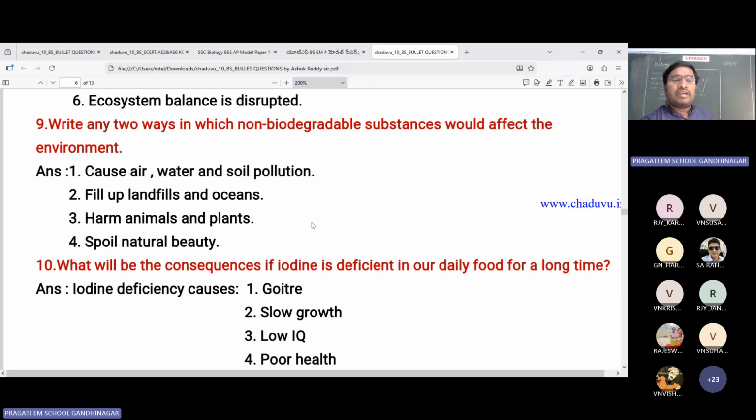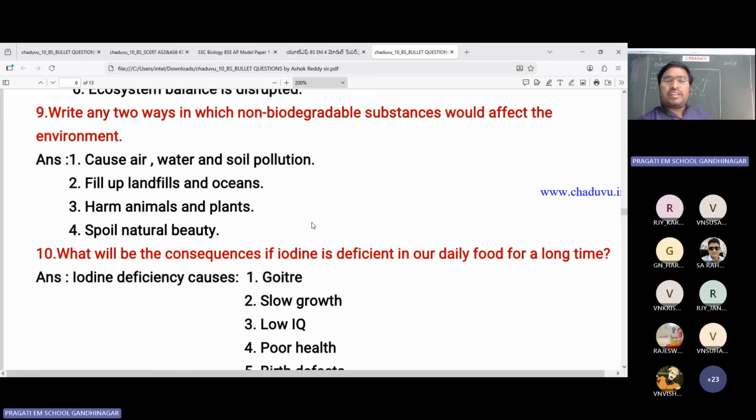Okay. Next. Write any 2 ways in which non-biodegradable substances would affect the environment. So, what is your answer? Let us see here. It causes air, water, and soil pollution. Non-biodegradable means not degradable biologically. So what will happen? It will cause pollution, first thing. And also, it fills up landfills and oceans.